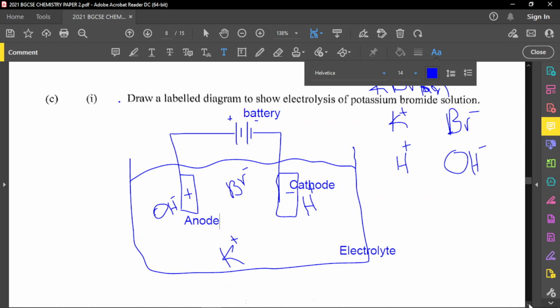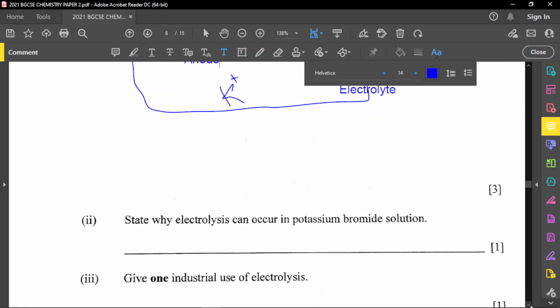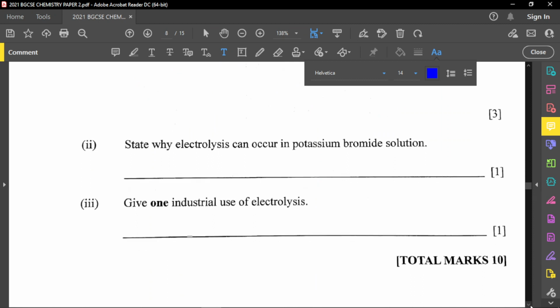How many marks is this? 3 marks. Yeah, that should be good enough. But label everything. Label cations as well. Label anions. Label all of those things. Positive ions or cations, negative ions or anions.